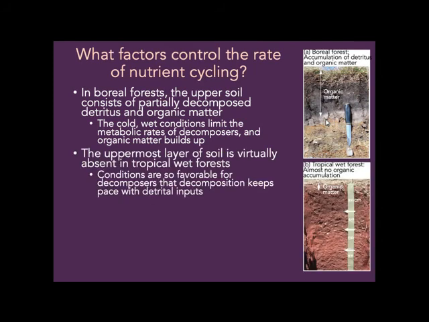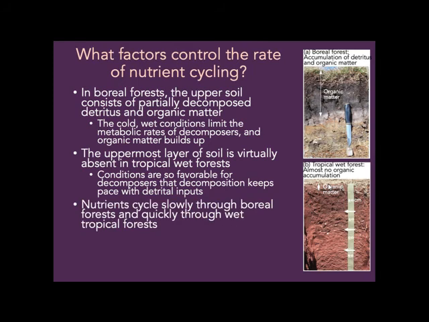If you contrast that to a tropical wet forest, if you dig down a little bit, the organic matter layer at the top is really skinny. That's because the conditions are very favorable for decomposers. So decomposers are able to decompose everything immediately, and so there's almost no organic accumulation at the top of the soil. So you would expect that in a boreal forest, nutrients are cycling very slowly, and in a tropical wet forest, nutrients are cycling very quickly.